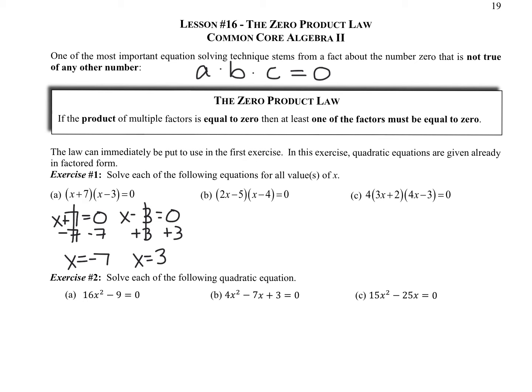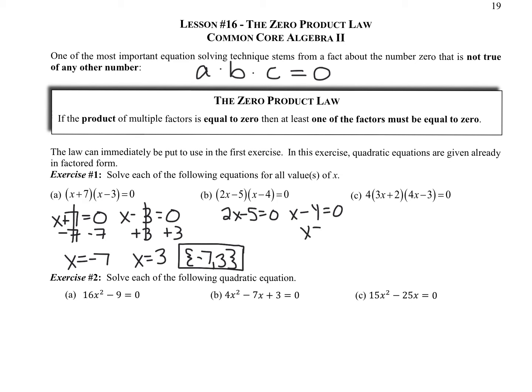So those answers can be left like that, or since they are two answers for x, you could write them in roster notation like this. Either way is fine. So looking at the next one, same idea. Now my two binomial factors multiplied together that equal 0 are 2x minus 5 and x minus 4. So I'm going to show a little less work this time. I'm going to write 2x minus 5 equals 0 and x minus 4 equals 0.